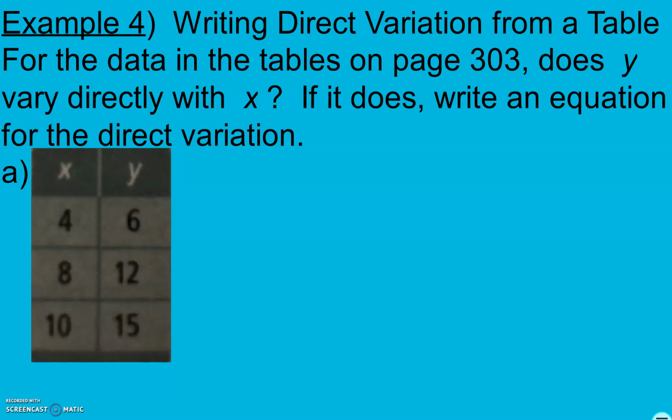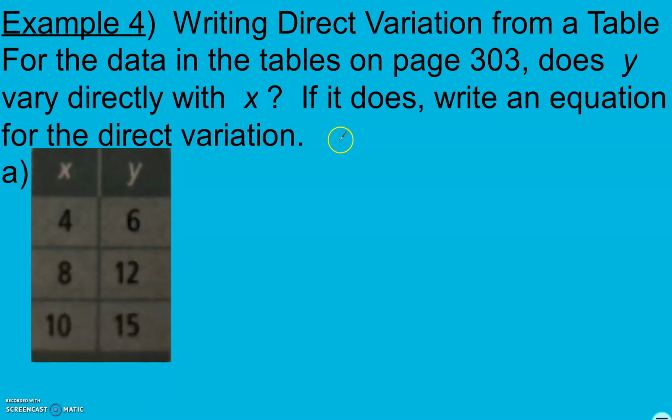In example 4, writing direct variation from a table. For the data in the tables on page 303, which I have here, does y vary directly with x? If it does, write an equation for the direct variation. So in order for them to vary directly, our k value has to be the same. That's the definition of direct variation: every point has the same slope. So if we can write these as direct variation equations by comparing our x and y to find our k values, if our k's are all the same, then yes, it's a direct variation.